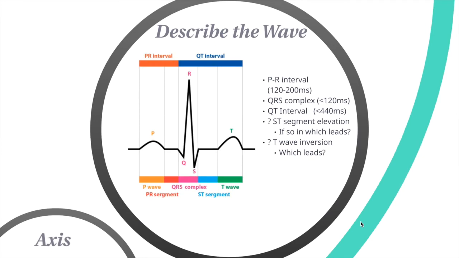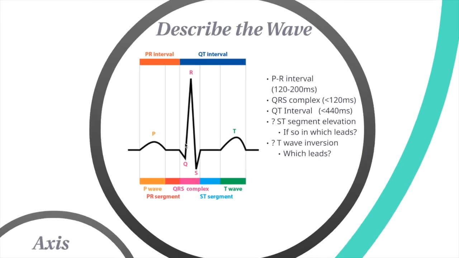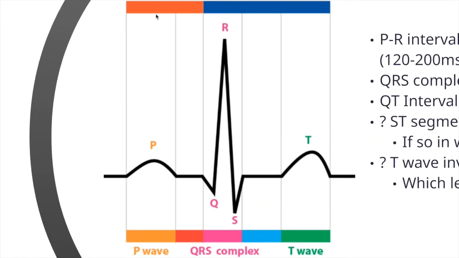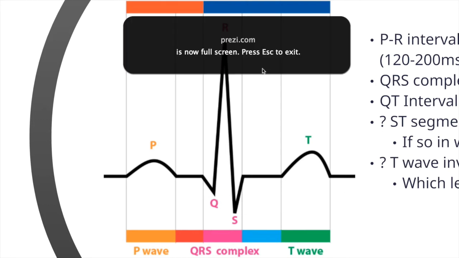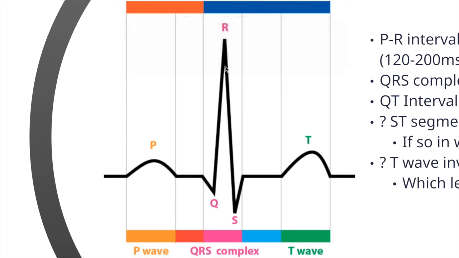All right, describing the wave. Let me zoom in on this. So here is your P wave, QRS complex, and T wave. What do they correspond to? P wave is atrial depolarization. QRS means ventricular depolarization, and T wave means ventricular repolarization.